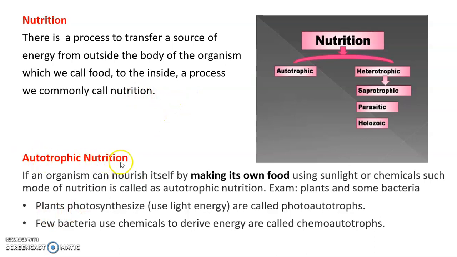So first is autotrophic nutrition. If an organism can nourish itself by making its own food using sunlight or chemicals, such a mode of nutrition is called autotrophic nutrition. So plants and some bacteria lie in this category. Plants photosynthesize using sunlight. Photosynthesis is the process by which plants make food in the presence of sunlight; they are called photoautotrophs, and a few bacteria use chemicals to derive energy and are called chemoautotrophs.